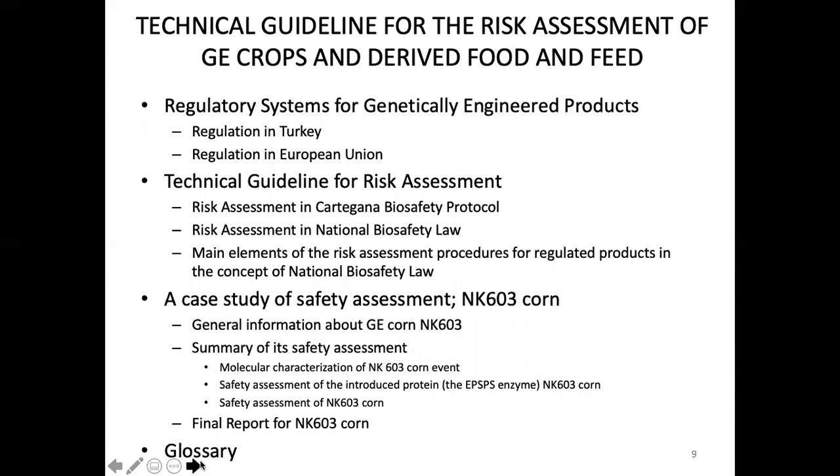The technical guideline for the risk assessment of GMOs was published in 2017, and it includes some topics such as regulatory systems for GMOs, technical guidelines for the risk assessments, including the Cartagena Biosafety Protocol, the National Biosafety Law, and main elements for the risk assessment procedures for the regulated products in the concept of the National Biosafety Law. And we also put a case study of safety assessment about a GM corn event, NK603 maize. This is an important part to understand what the case-by-case evaluation is. And we also put a glossary at the end of this book.